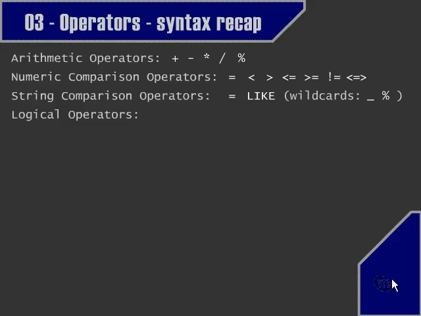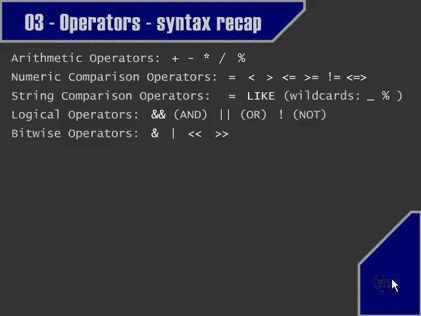The logical operators, we learnt two different ways of spelling the AND logical operator, the OR logical operator, and the NOT logical operator. We also touched very briefly on the bitwise operators. Once again, knowledge of these is not essential, but I'm including them for the sake of completeness. Bitwise AND, bitwise OR, bitwise left and right shifts.